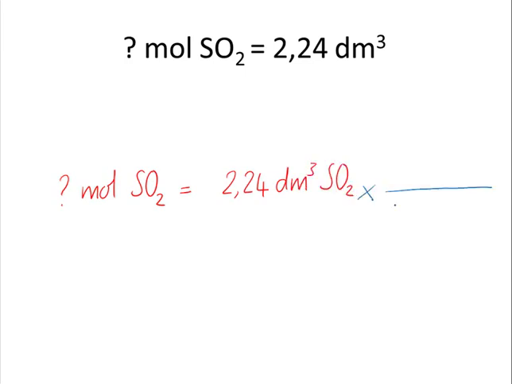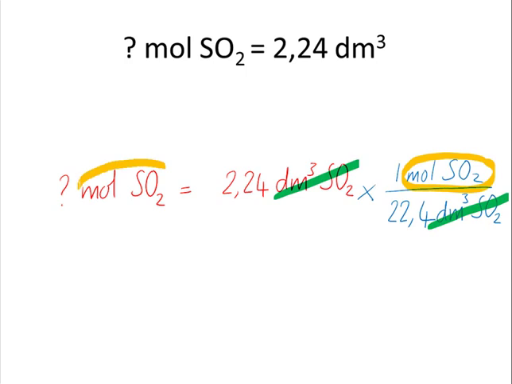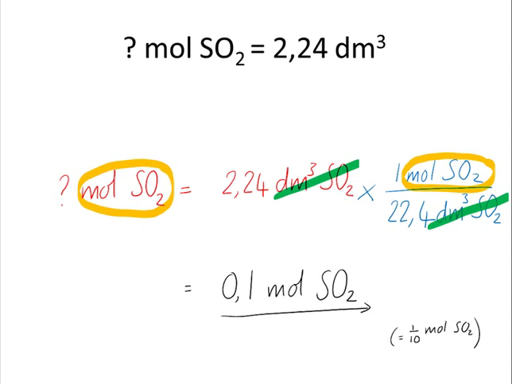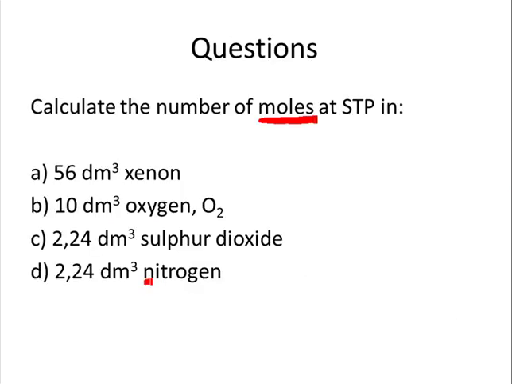We know that 1 mole SO2 has a volume of 22,4 decimeters cubed. Decimeters cubed cancels off. We're left with moles SO2, which is what we were asked about. 2,24 divided by 22,4 equals 0,1 mole SO2. How many moles nitrogen has a volume of 2,24 decimeters cubed?